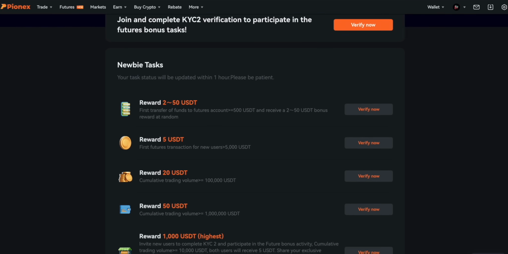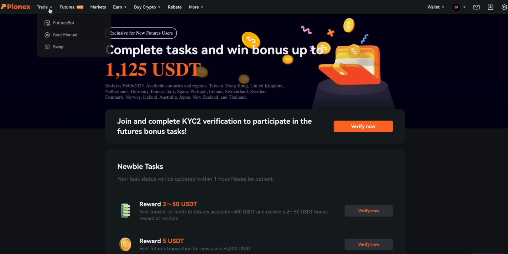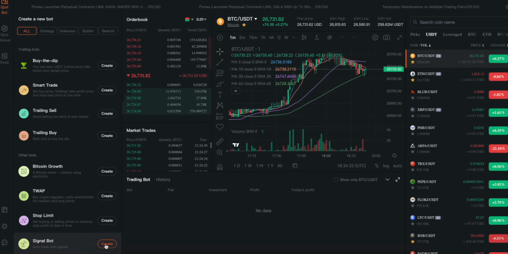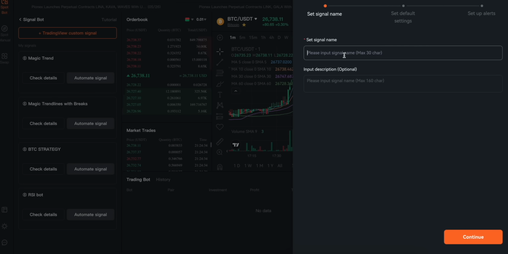Once you've created an account and deposited funds, access the Trade menu and click on Spot Bot. Scroll all the way down and click on Create a Signal Bot. The next step is to add a TradingView custom signal. Complete all the steps until the last.